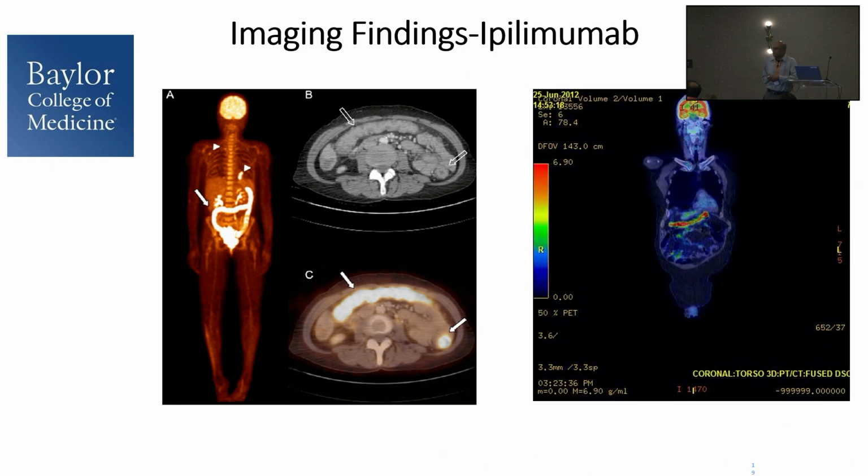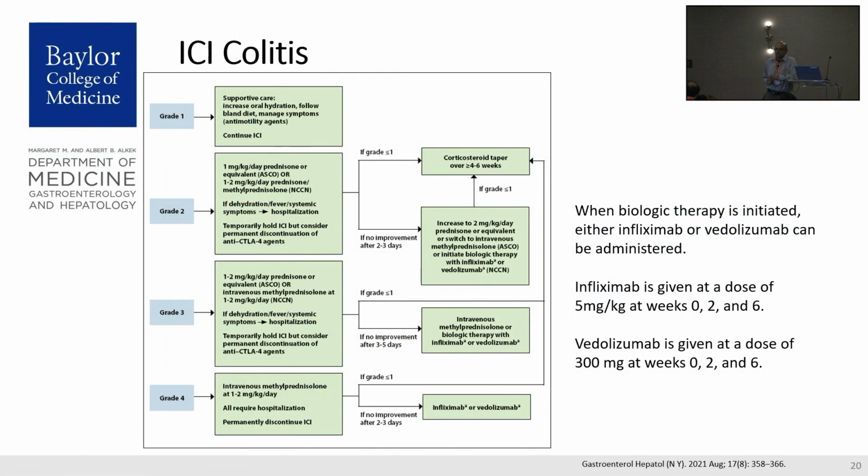And so how do we treat? Grade 1 symptoms, it's supportive care. You don't need to stop the medication. You just give some IV fluids and continue the ICI. But for grade 2, you stop the ICI briefly and give them prednisone.